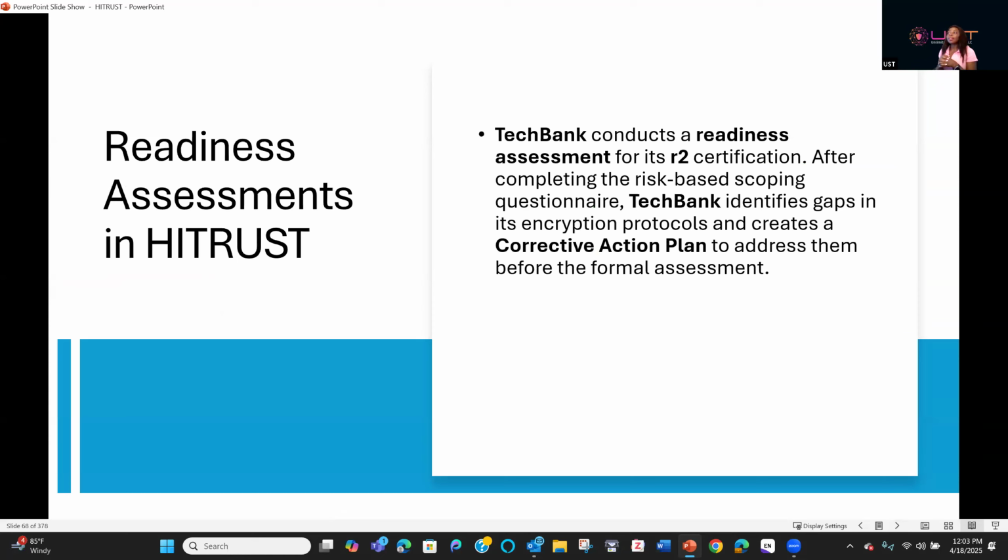For example, let's say TechBank conducts a readiness assessment for its R2 certification. After completing the risk-based scoping questionnaire, TechBank identifies gaps in its encryption protocol and creates a corrective action plan to address them before the formal assessment. So I believe that really makes sense. It covers everything that we've been discussing.